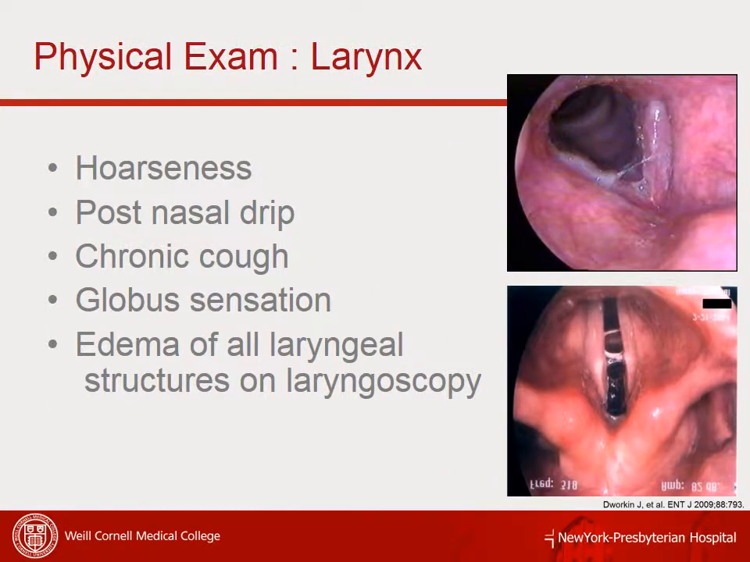Now, the larynx. Some of the common symptoms we see in allergic disease are hoarseness, postnasal drip, common chronic cough, a globus sensation, and we tend to see edema or swelling of all the laryngeal structures. So it's sort of a global edema of the larynx, as opposed to, say, reflux, where you may see more edema and erythema in the posterior postcricoid region.